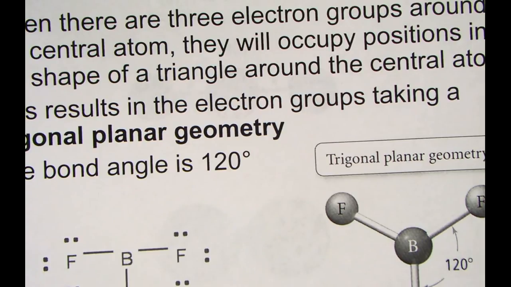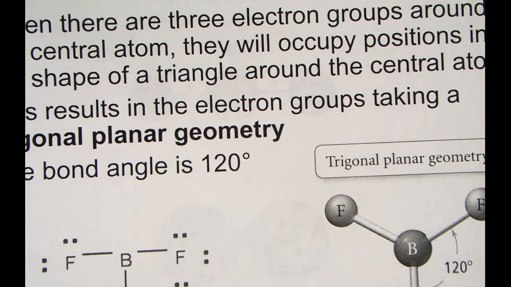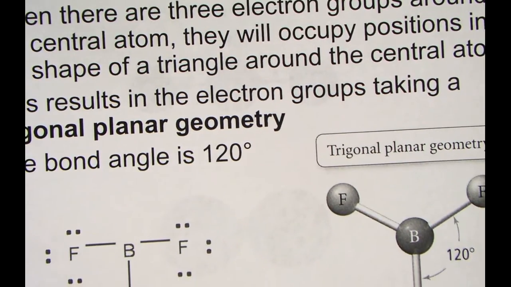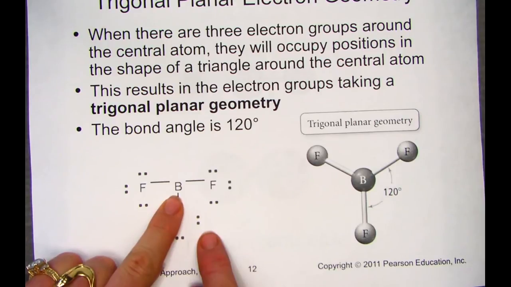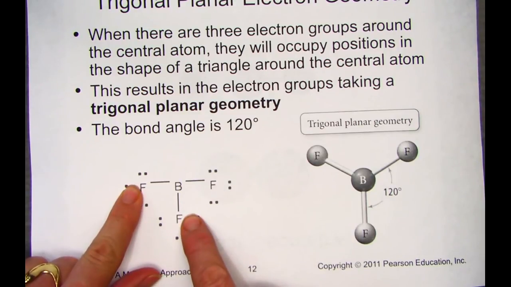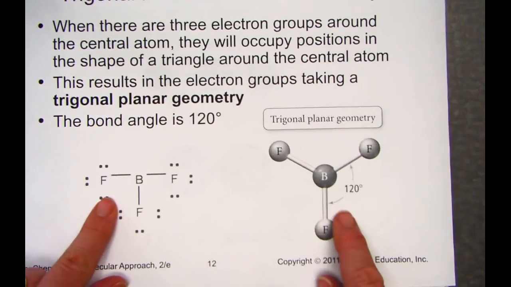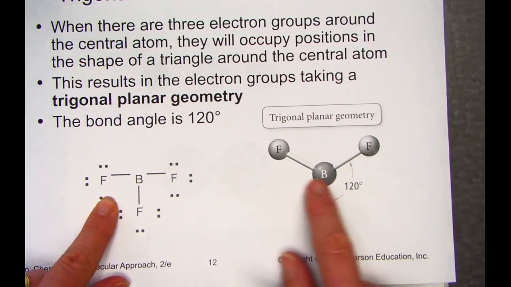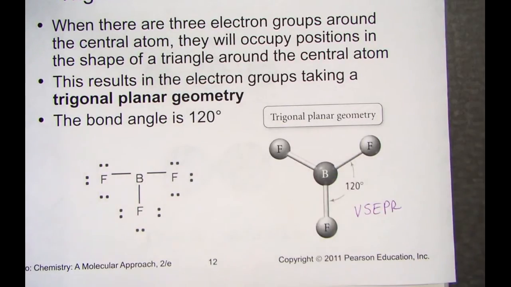When there are three electron groups around the central atom, they will occupy positions in the shape of a triangle. The shape of a triangle creates the largest bond angle to separate those, as in boron trifluoride. Chapter 9 showed us the electron dot structure with boron as the central atom, and fluorine coming off in each direction. The jump from chapter 9, from just connecting back to the central atom to actually showing the geometry, creates bond angles according to VSEPR theory. We want to separate those angles as far as we can to alleviate crowding within the molecule.